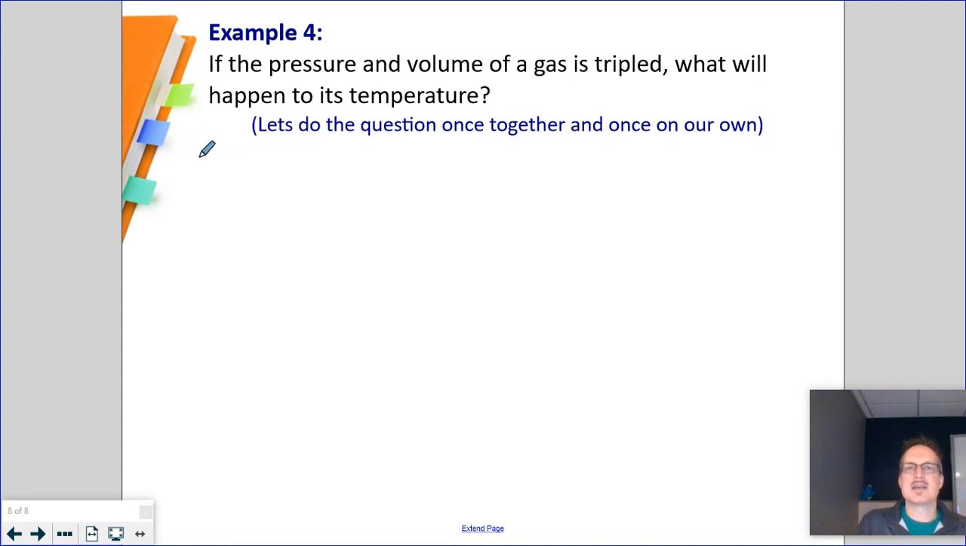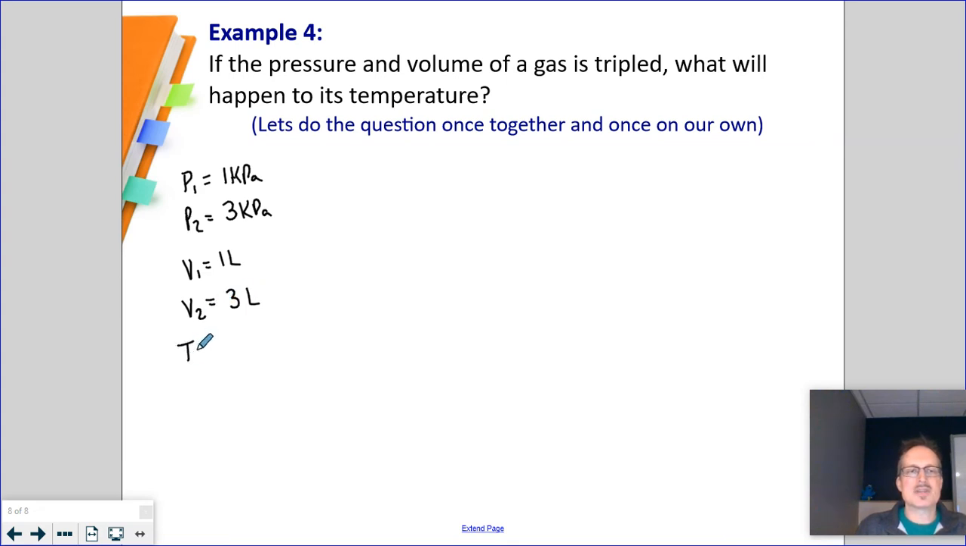So the question says, if the pressure and the volume of a gas is tripled. So again, they don't give me the numbers, so I'm going to make them up. So I'm going to pick 1 kilopascal. And for my second pressure, it's got to be tripled. So this is going to be now 3 kilopascals. For volume, I'm going to pick 1 liter. For my final volume, I have to triple it. So that's 3 liters. Again, the only value you can't use is 0.